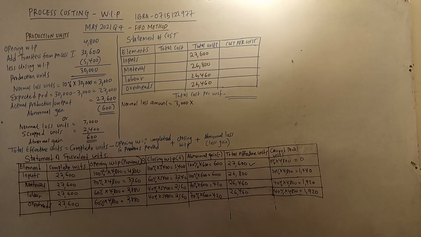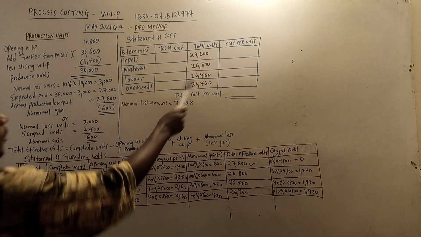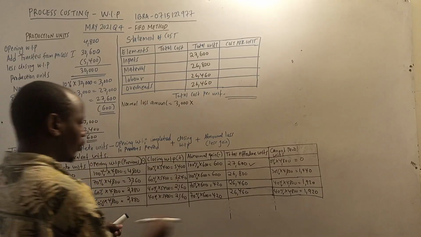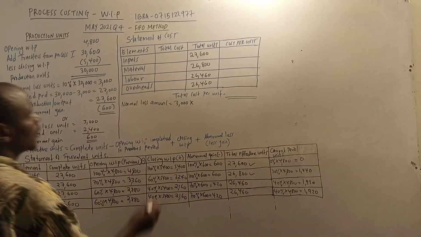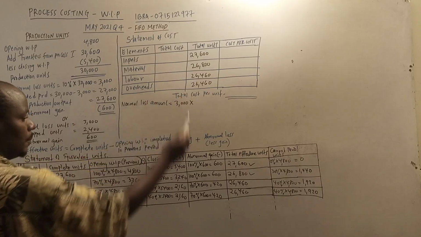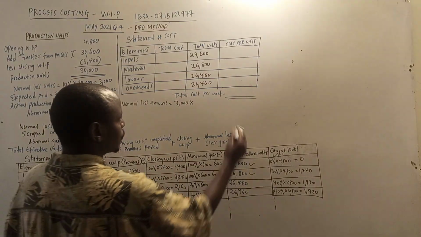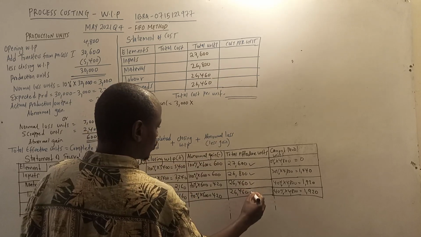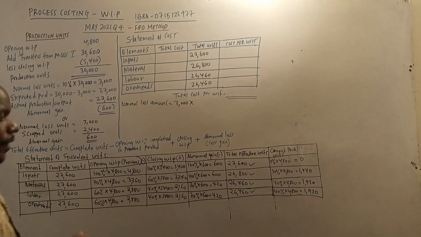So when we prepare the statement of cost, we check the element of cost, then total cost, then units, then cost per unit. Remember, you have our units here. So 27,600 for inputs, for material 26,800, for labor 26,460, then also 26,460 for overhead.